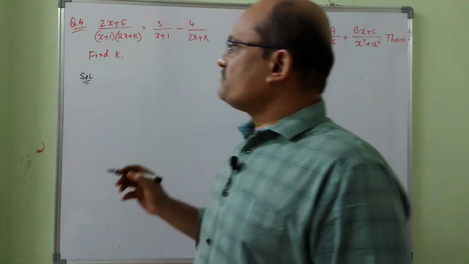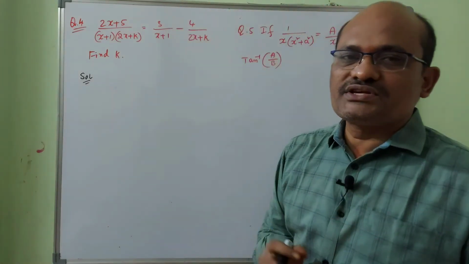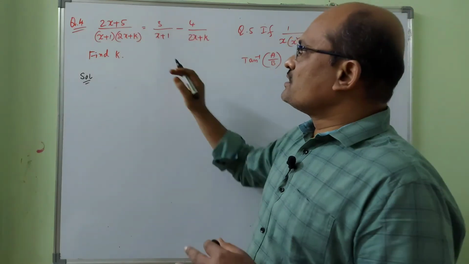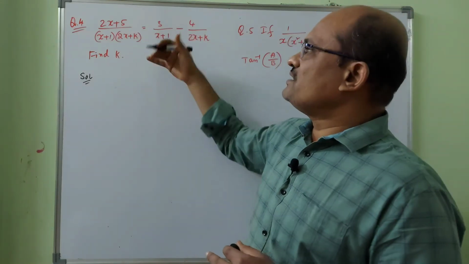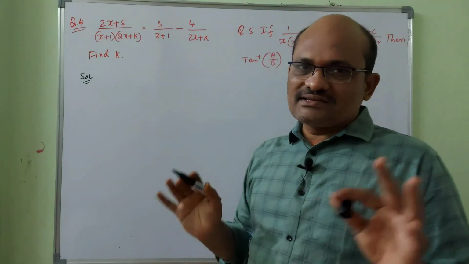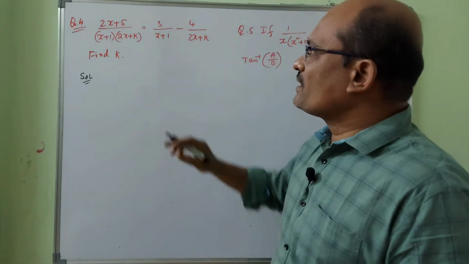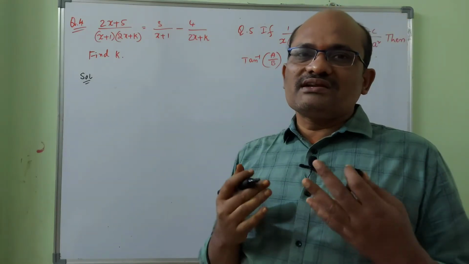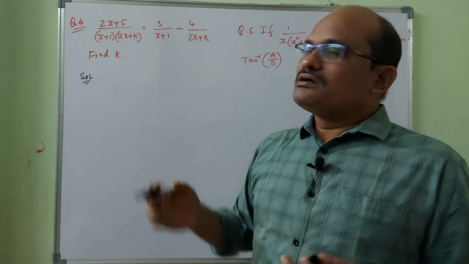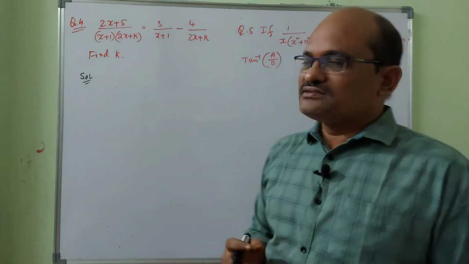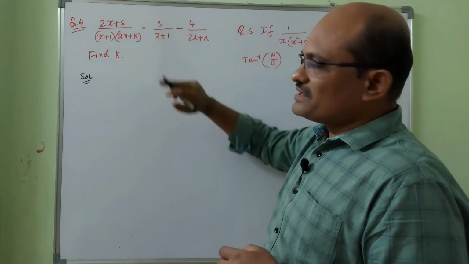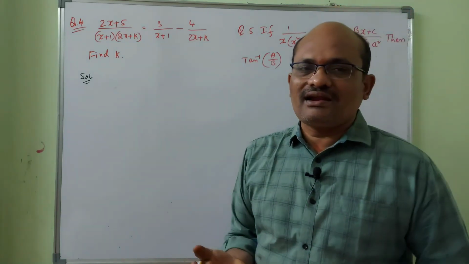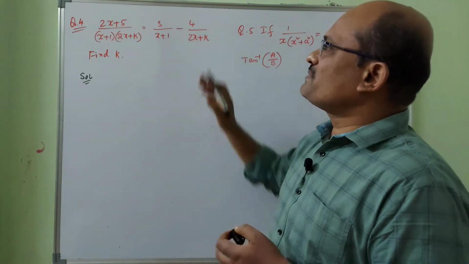The easiest way to find K is substitution. Students, LHS is equal to RHS. Substitute suitable value for x and get K. That is the simple technique here to get K. But remember, denominator should not be 0. If denominators are 0, fraction not defined. That's why don't put x equal to minus 1 and x is equal to minus k by 2. You can put any other number than minus 1 and minus k by 2.